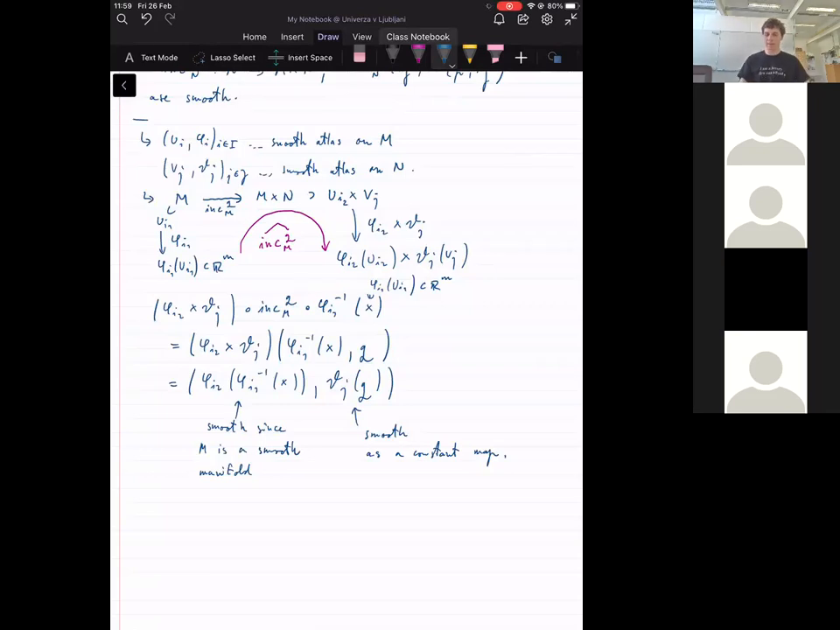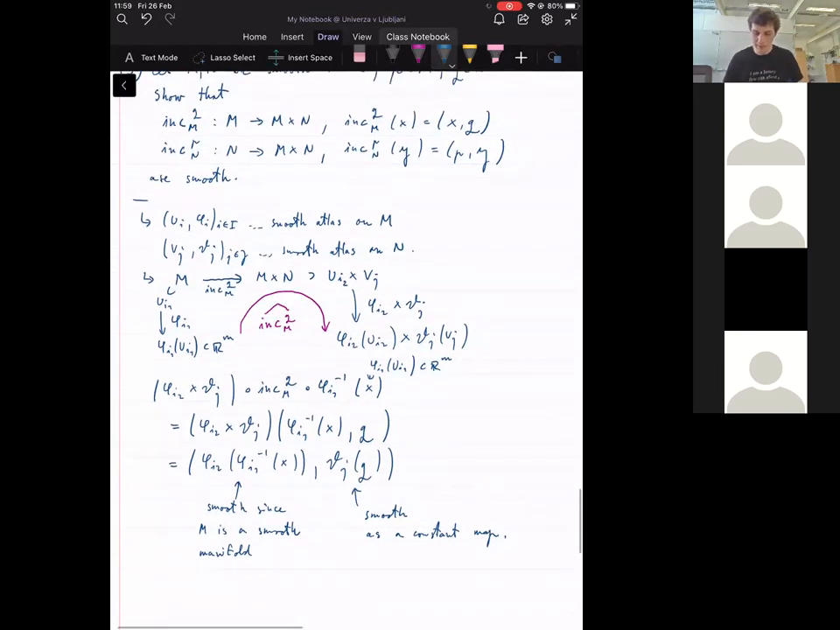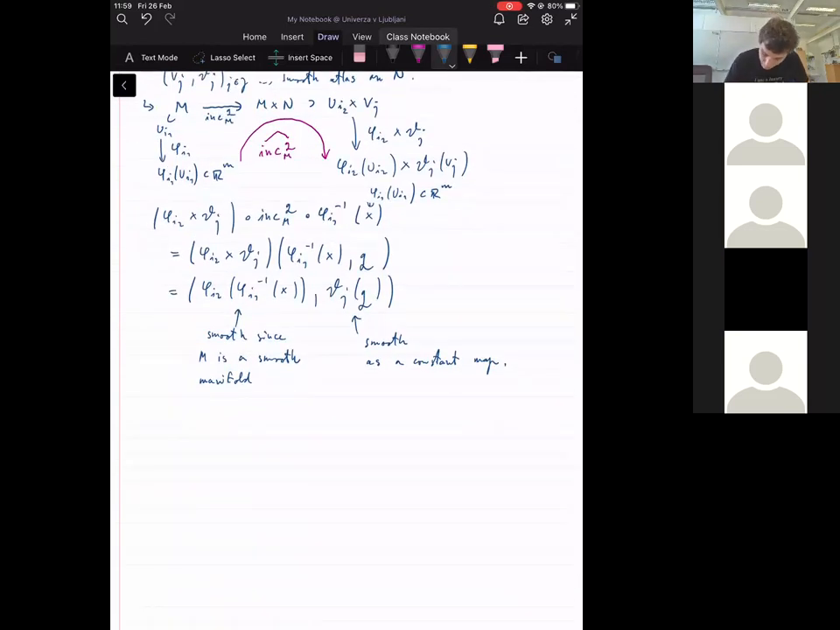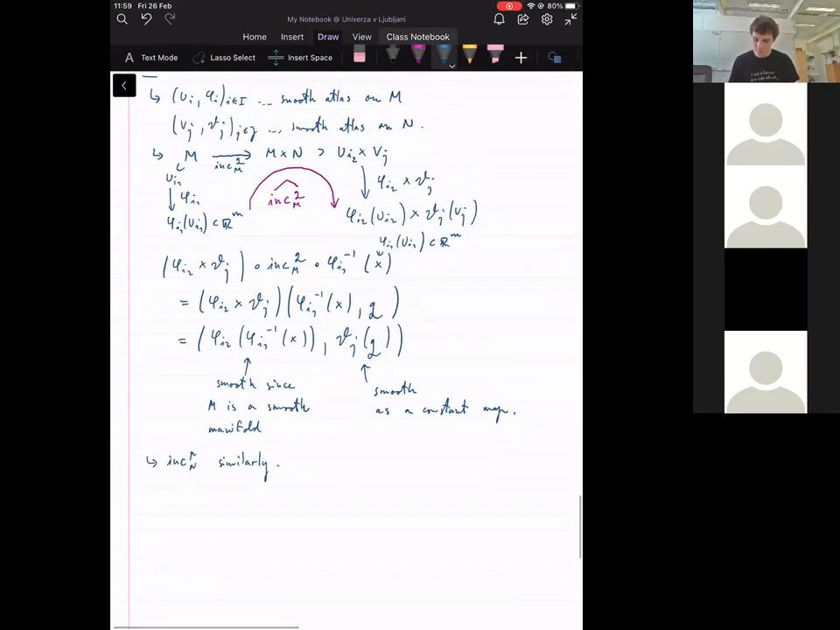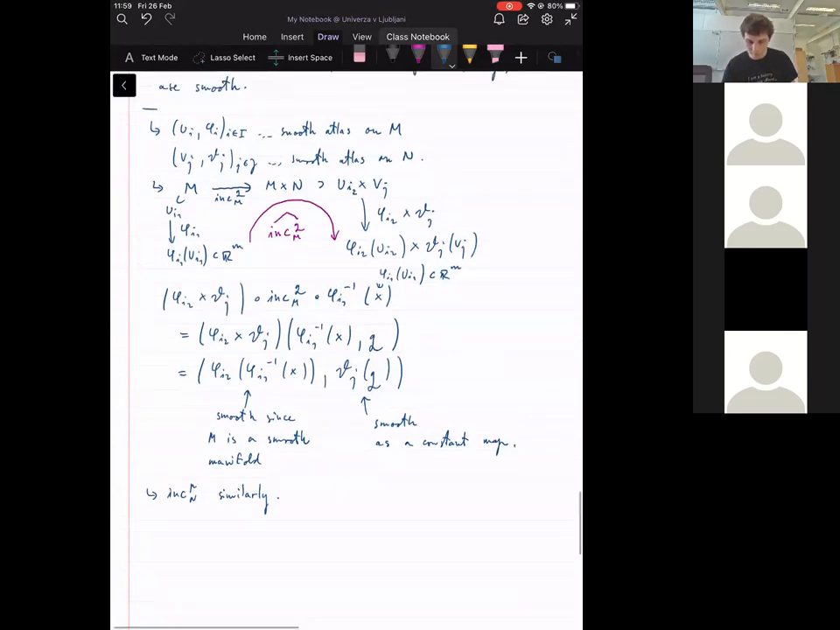Okay, and the second map is similarly smooth, since N is a smooth manifold.